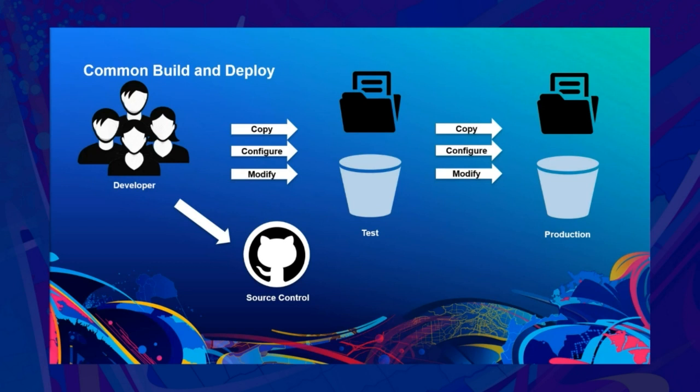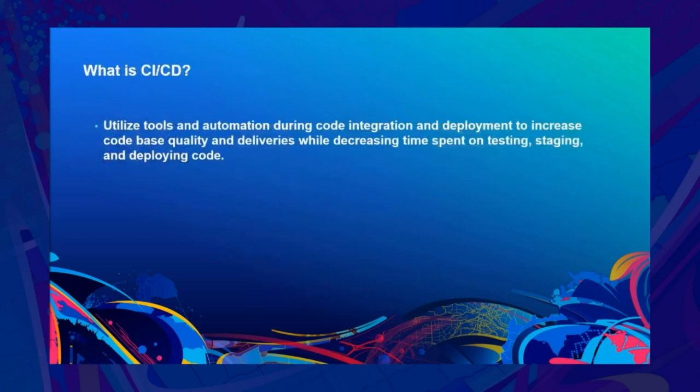Let's explore what CI/CD is and how it can help us improve this situation. Continuous integration and continuous delivery is a framework of tools and processes that we utilize to make our code better and make more deliveries while reducing the time developers have to spend doing process-oriented and error-prone activities. CI/CD lets us deliver faster while letting developers do what they love most, develop.